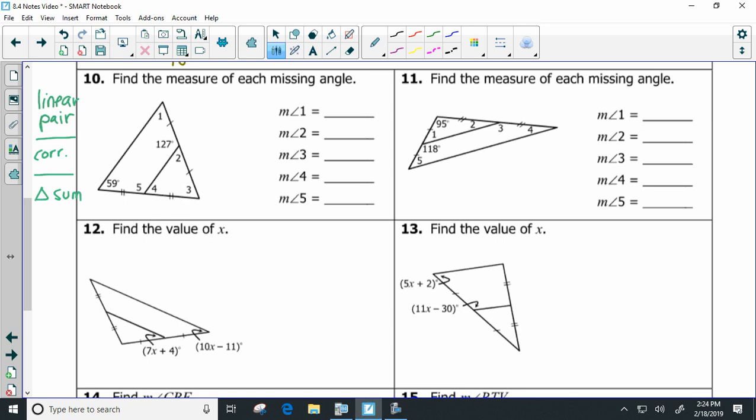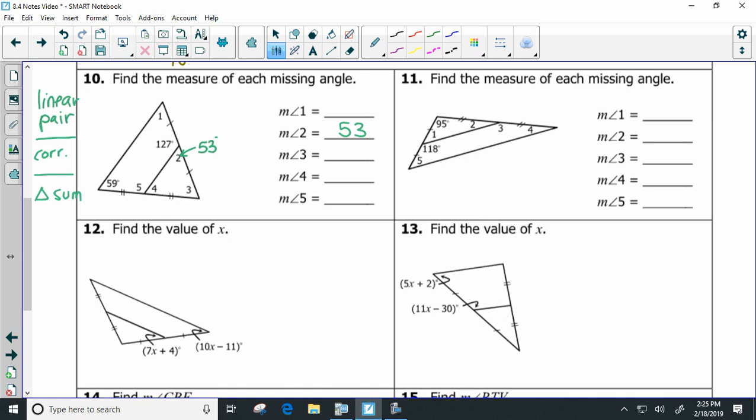I have to find all these. So I'm just going to start looking first for any linear pairs that I have, and right here is a linear pair. That adds up to 180 degrees. So if I do 180 minus 127, I get 53. So the measure of angle 2 has to be 53. They add up to 180 degrees.